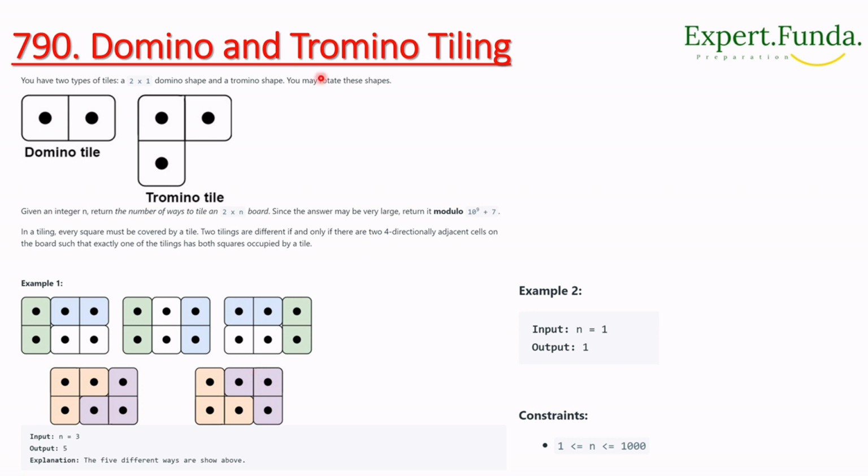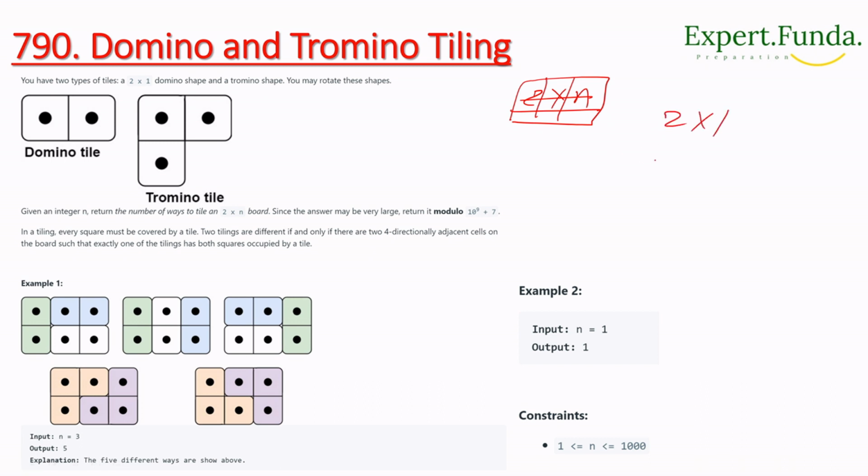We have to understand the objective. What is the objective of this program? The objective of this question is to count how many ways to completely fill a 2 cross n board. How many ways can this matrix be filled by using two shapes?